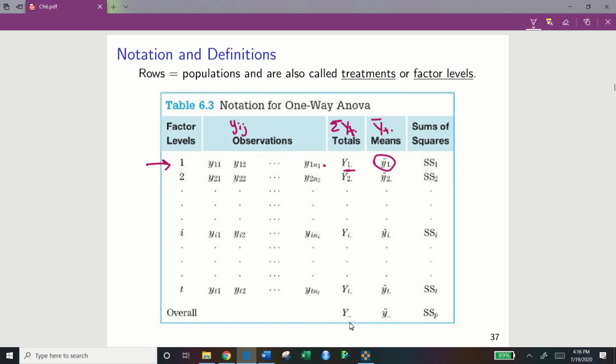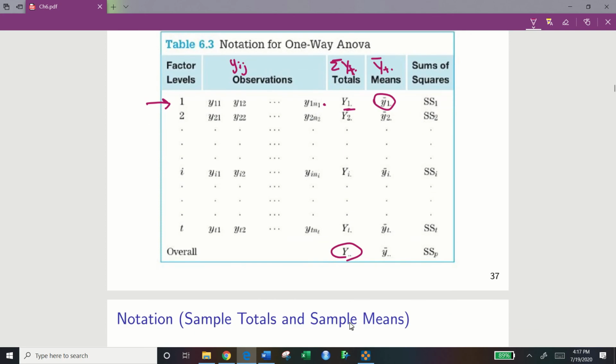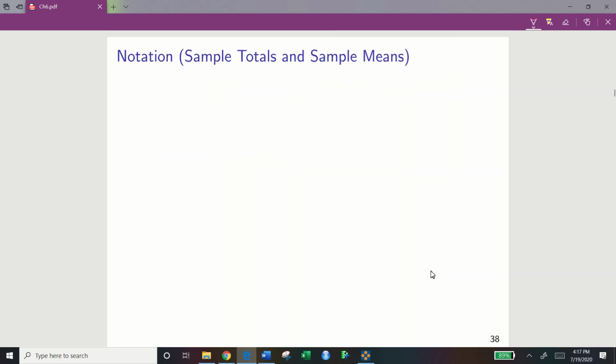At the bottom, we have our grand total, which is represented with a capital letter Y and 2 dots. Our sample mean, lowercase letter y, bar over it, dot, dot. And then we have our grand sum of squares. So on our slide 38, I'm going to write out what some of these are.